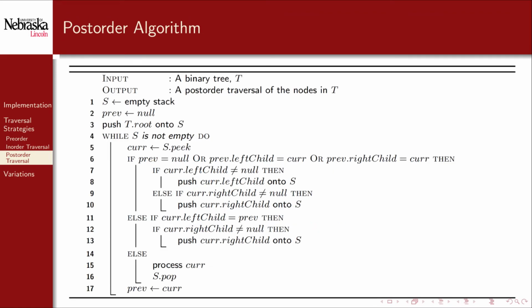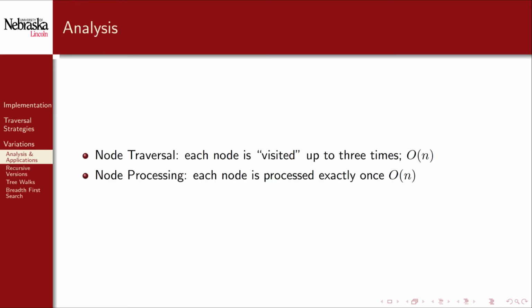Since we're keeping track of more information, there's a lot more corner cases to handle. We'll omit a line-by-line demonstration, but more details and resources are available on our website. An analysis of all three traversal strategies is pretty straightforward. For our elementary operation, we could count either the number of times a node is traversed, or the number of times that a node is processed.